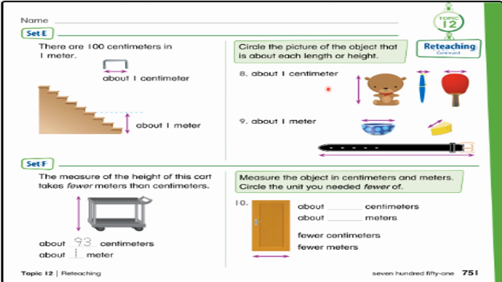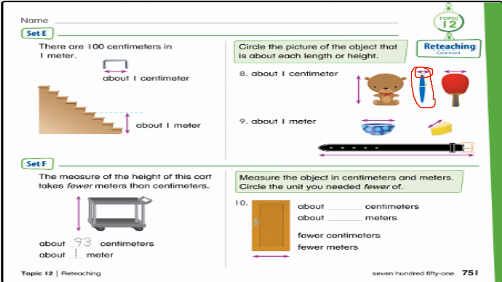Okay, then you have to circle the picture of the object that is about each length or height. So about 1 centimeter. We know that 1 centimeter is very small. You can see on the ruler it is so small. So what do you think? Do you think a teddy bear is 1 centimeter? Excellent. This pen is about 1 centimeter. Look at the purple mark given. You will measure it this way.